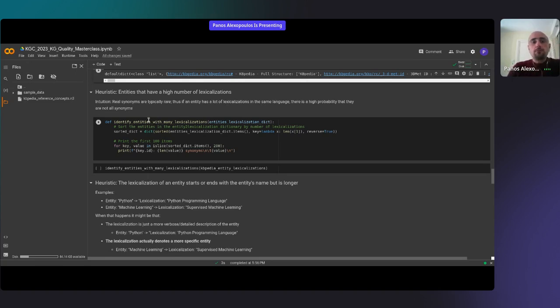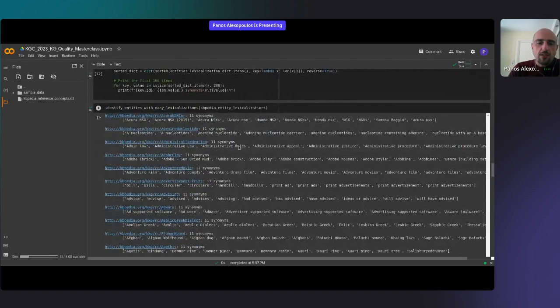So a very basic heuristic that I use here is that I'm taking the dictionary of entity lexicalizations and sorting it using as a criterion the number of lexicalizations. And then we print the first 100 items. So let's see what we get.